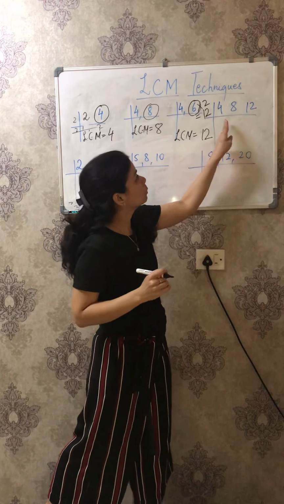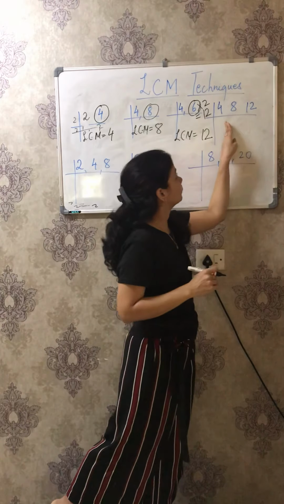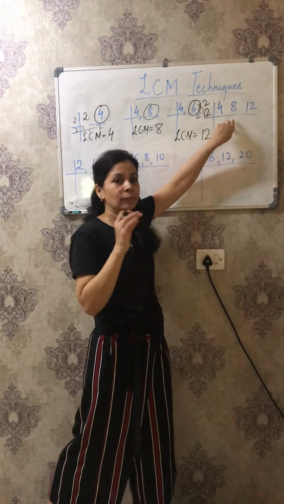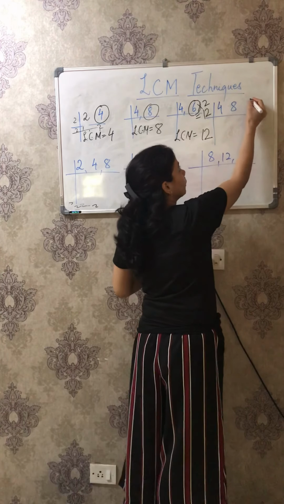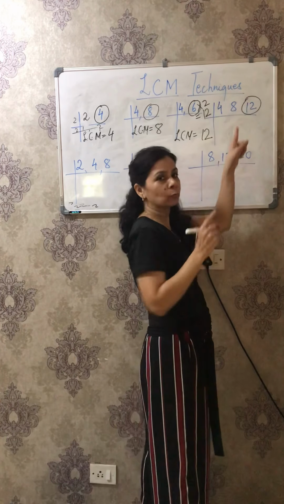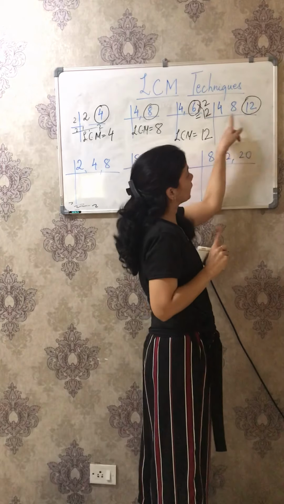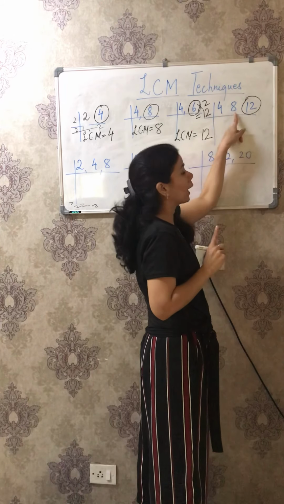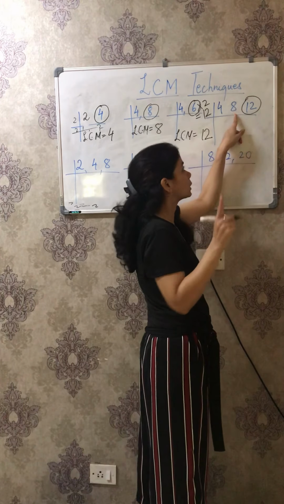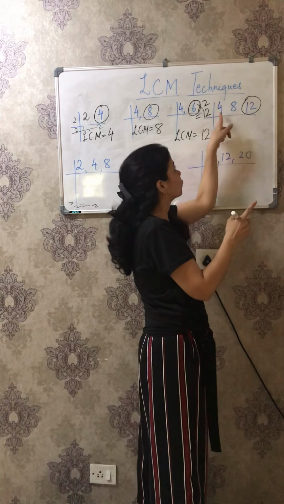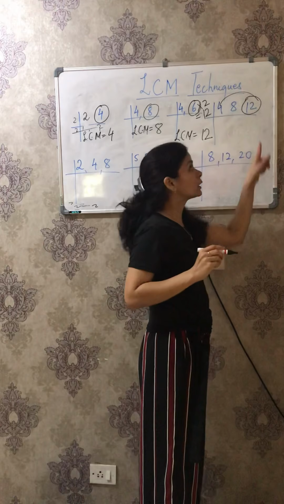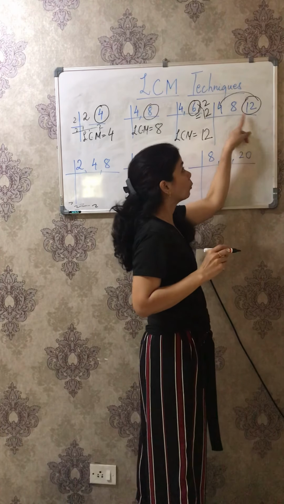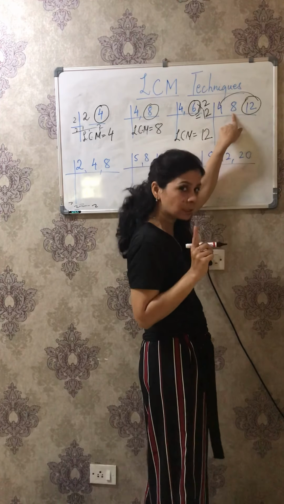Okay, so now let's move on to 4, 8 and 12. Even if you have been given 3 numbers, you have to do the same thing. Go to the bigger number. So we have gone to 12. Now we will see whether this 12 is divisible by 4 and 8 or not. It has to be divisible by both the numbers given. 4 3s are 12. Yes, this number is divisible by 4. Now we have to see whether this is divisible by 8 or not.